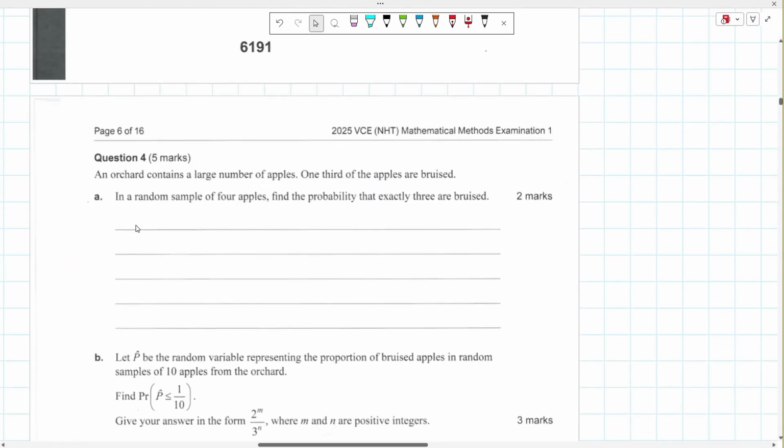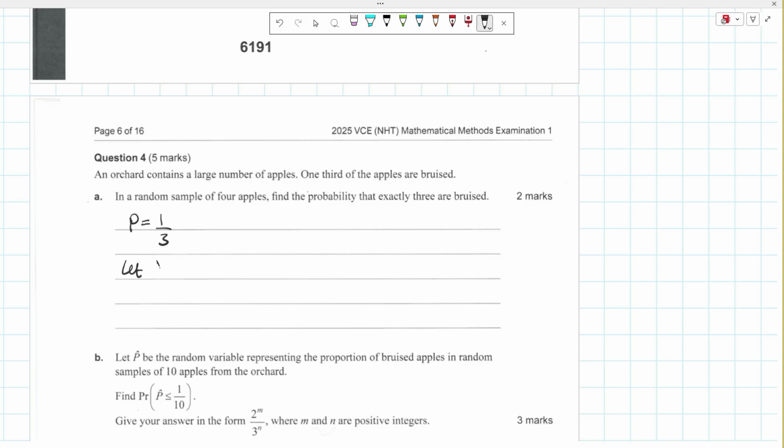Okay, question 4, starting with what it seems like probability. An orchard contains a large number of apples. 1/3 of the apples are bruised, so p is equal to 1/3. This is seeming like it's going to be a binomial formula kind of question. In a random sample of 4 apples, find the probability that exactly 3 are bruised.